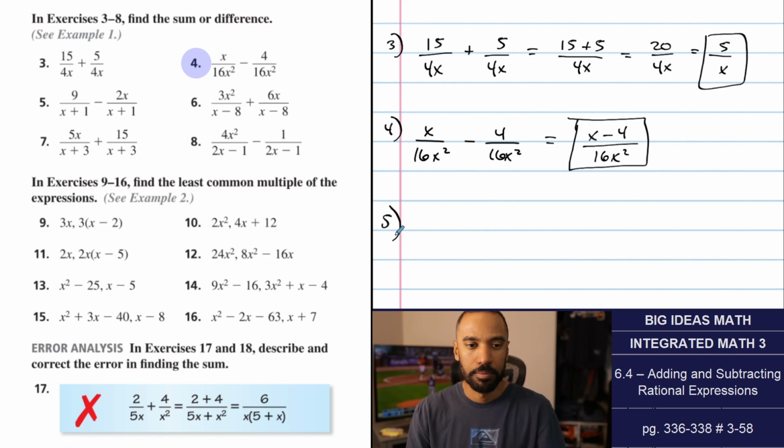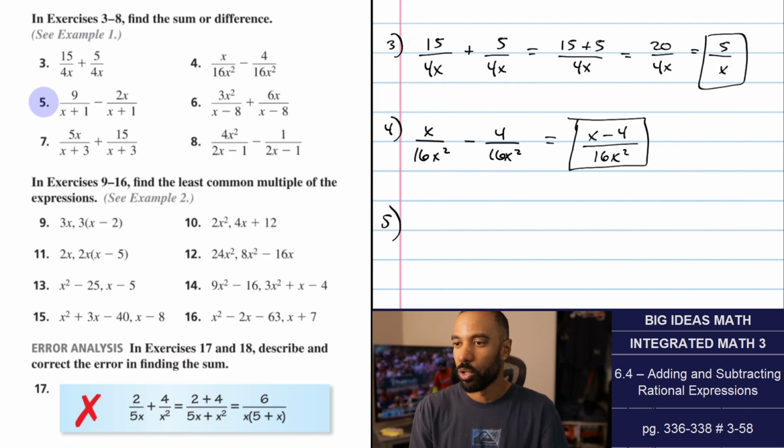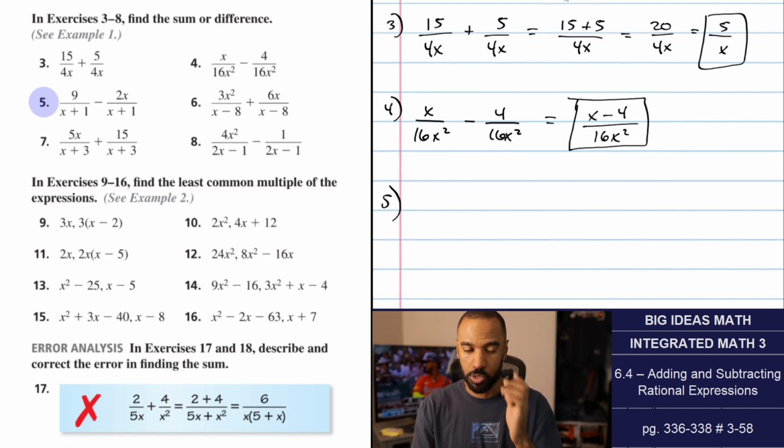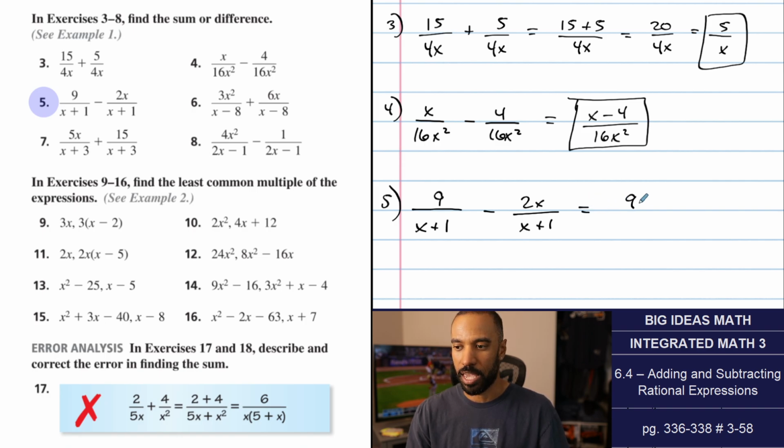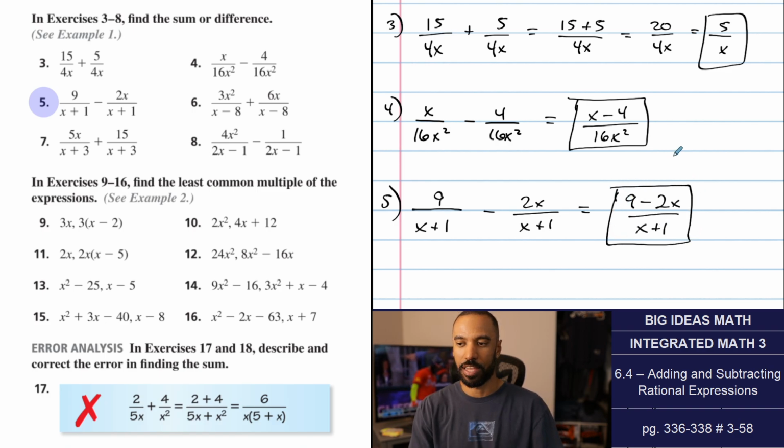On number 5, always try and look beforehand and see if there's a way to do some sort of reduction afterward, but no dice. 9 over x plus 1 minus 2x over x plus 1. See, that is different from multiplication and division, but 9 minus 2x over x plus 1, again, there's nothing I can really do there. Seek common factors if they exist, but they don't.